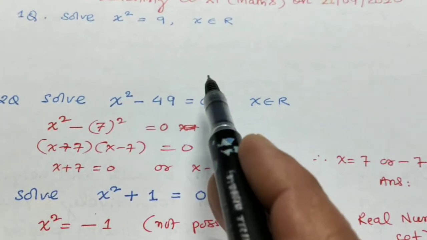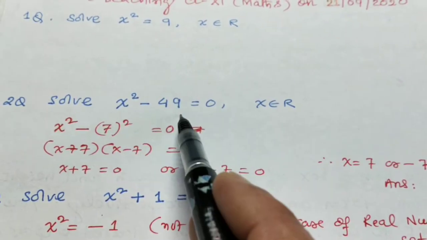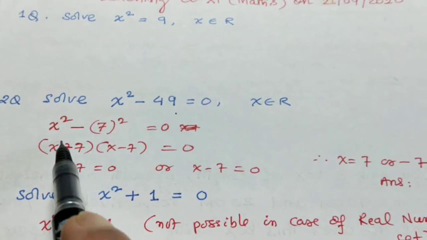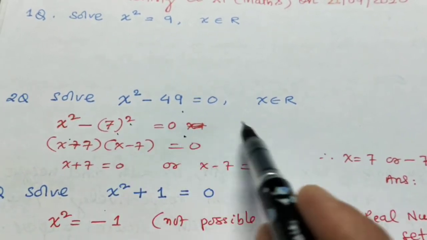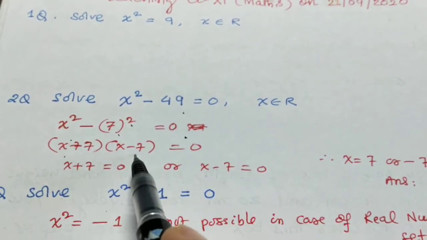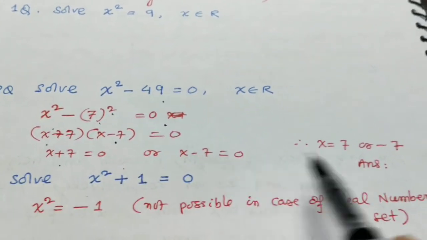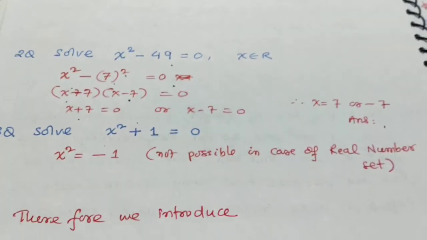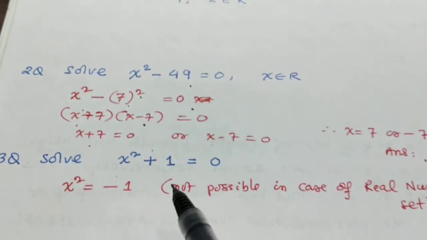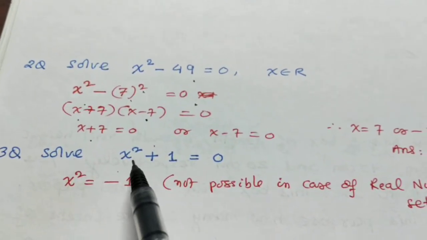Now see an example of how we can do this. x square equal to 49, then bring minus 49 to this side. Then this is x square minus 7 square equal to 0. The a plus b into a minus b formula is used here. Then you get both the values, right?